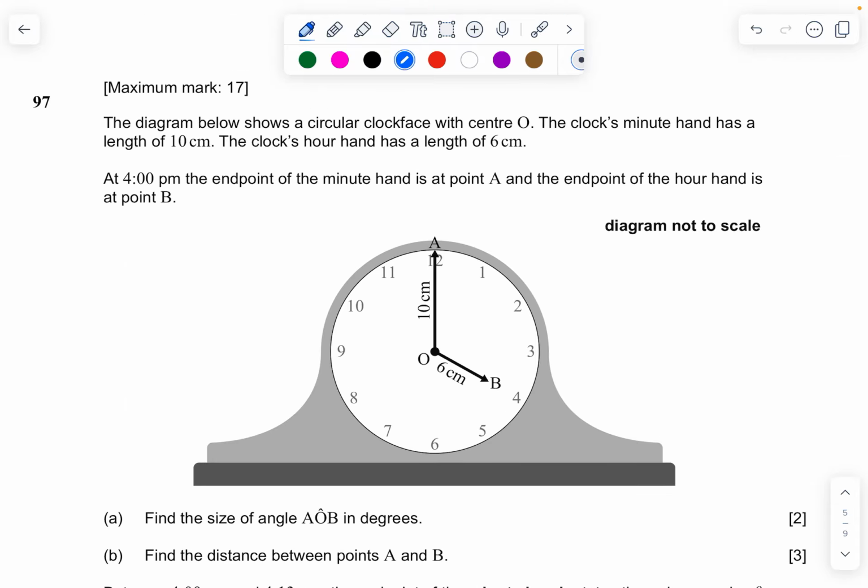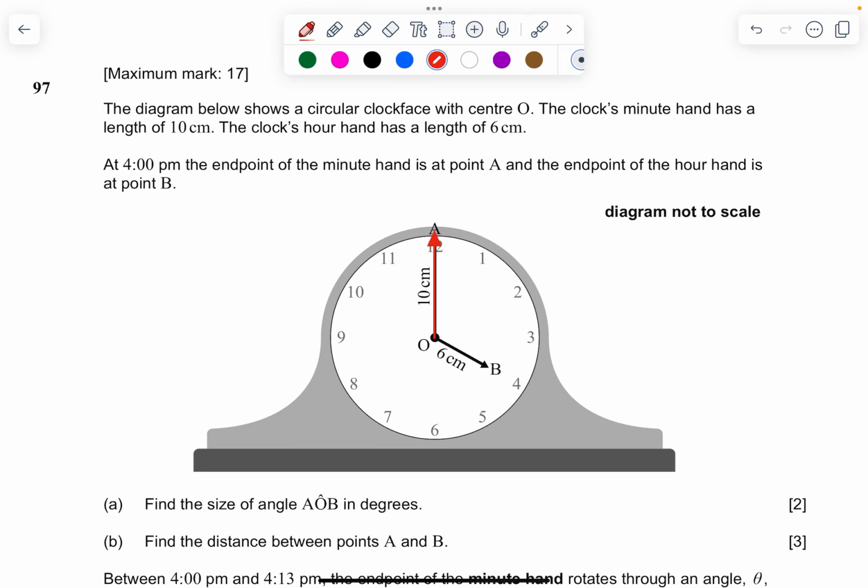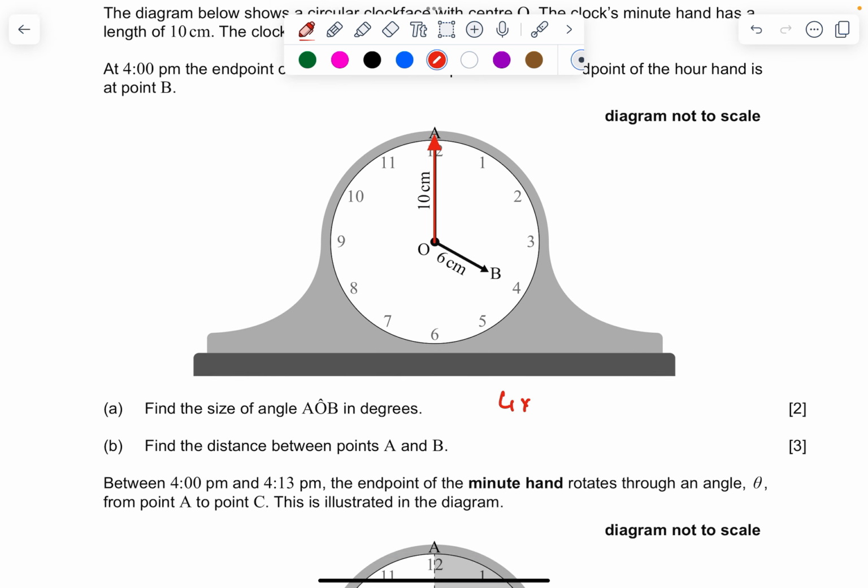That's question number 96. Now come to question number 97. Calculate the size of the angle AOB. We know that the hand goes a full circle, and now it has gone 1, 2, 3, 4 times. It is 4 o'clock. So it's going to be 4 times 360 divided by 12. Because the total angle is 360, I'm dividing it into 12, and the time is 4 o'clock. So 4 times 360 divided by 12, which is 120 degrees.